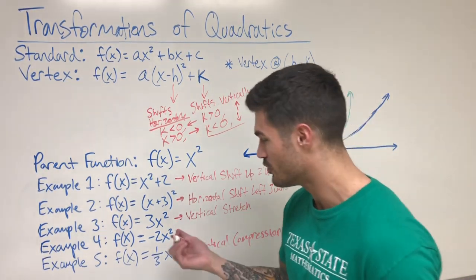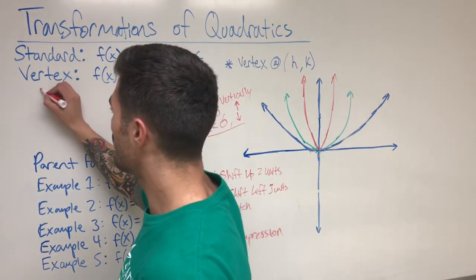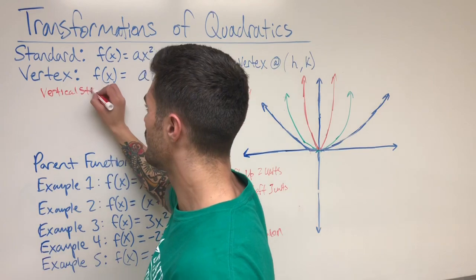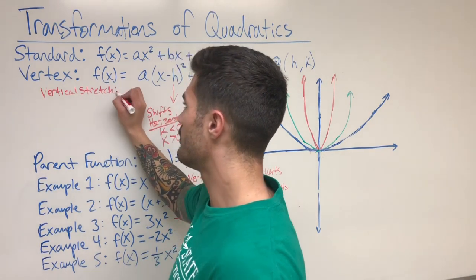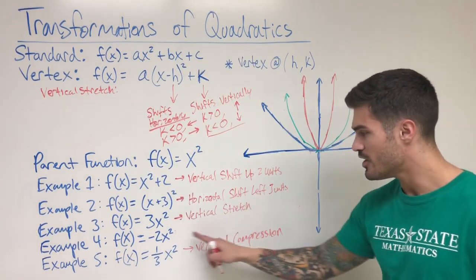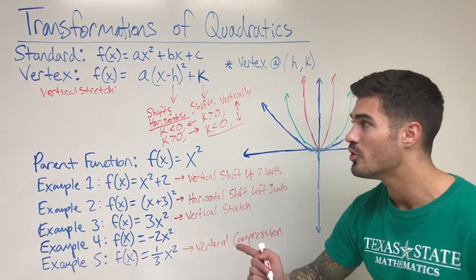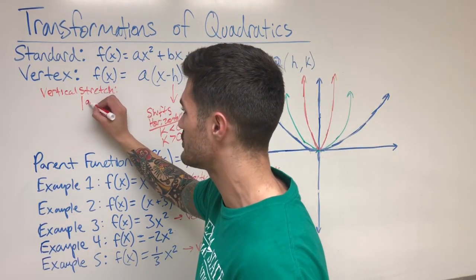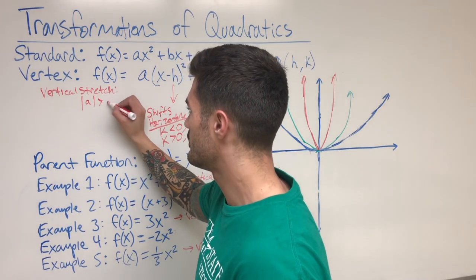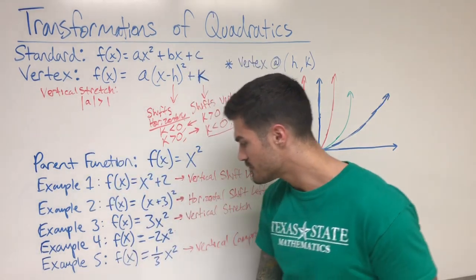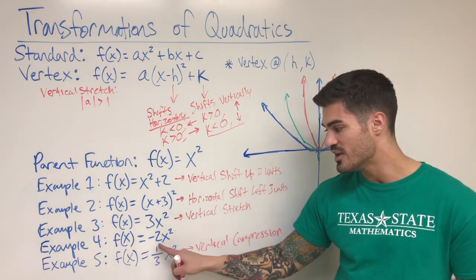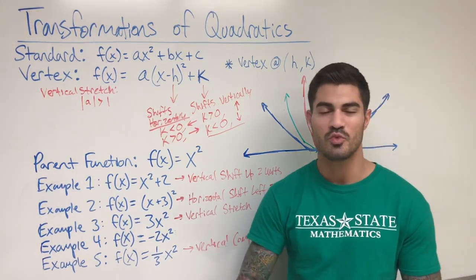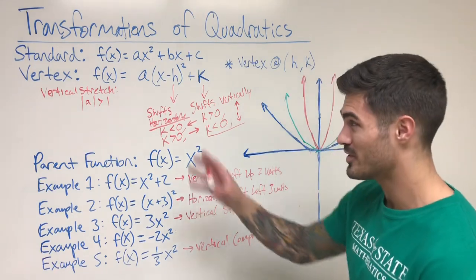So let's look at example 3 and 5 and see if we can come up with some general rules, okay? So we have what? A vertical stretch when our a was greater than 1. But in this case, we're actually going to write absolute value, and we'll see why in a second. Because we're going to learn that when I have negative 2x squared, I still actually have a vertical stretch. There's also just one more component to it, and we're going to add more still.